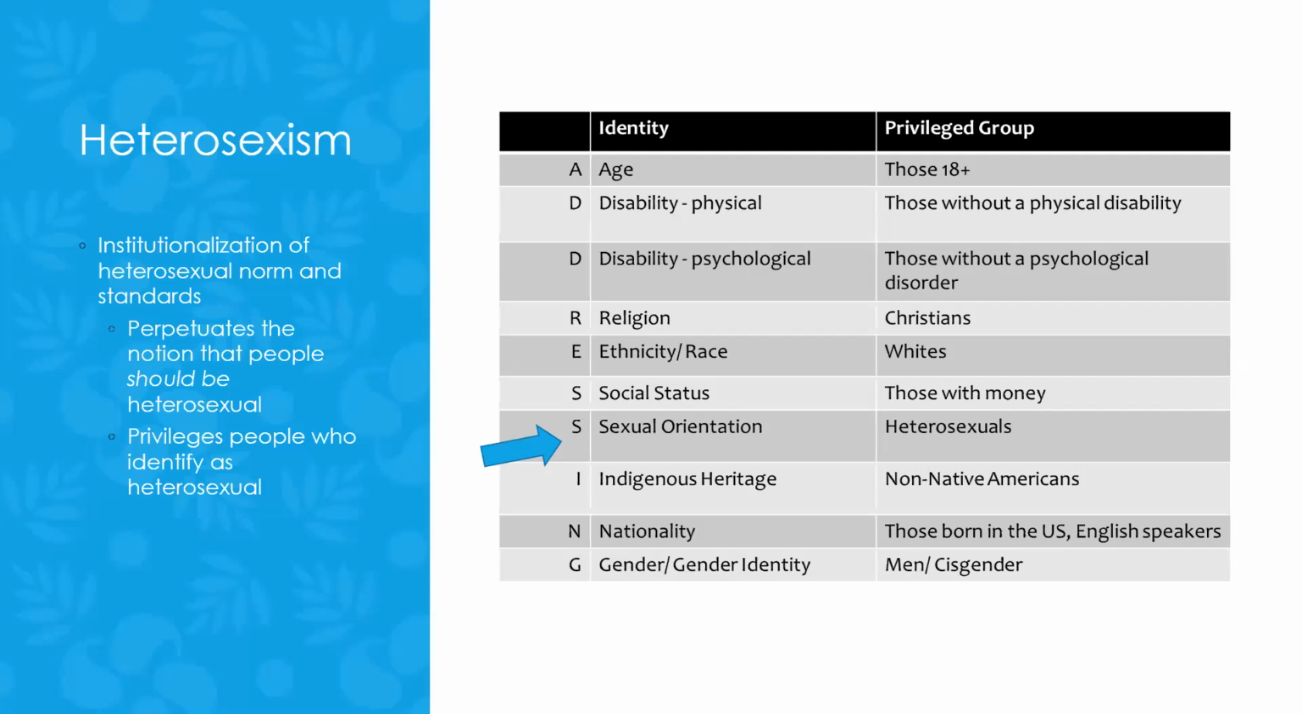So with heterosexism, really what it is is this system, this institution that perpetuates and by itself reinforces heterosexual norms and standards. It creates this notion of shoulds, that people should be heterosexual. People should identify as cisgender. That people should, that their gender identity and their sex assigned at birth should match. Okay. And within this system, it privileges people who identify as heterosexual. And I will talk a little bit about trans oppression as well. It also privileges people who identify as cisgender.